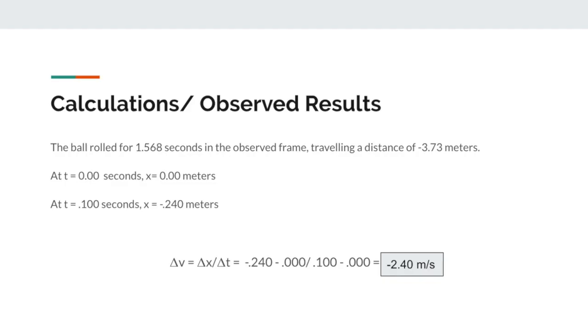Using the data from Tracker, I was able to make the following calculations. The ball rolled for 1.568 seconds in the observed frame, traveling a distance of negative 3.73 meters in the x direction. At time t equals 0 seconds, x was at 0 meters. At time t equals 0.1 seconds, x was at negative 0.240 meters. Using the delta v formula listed here, we were able to find the velocity as being negative 2.40 meters per second.